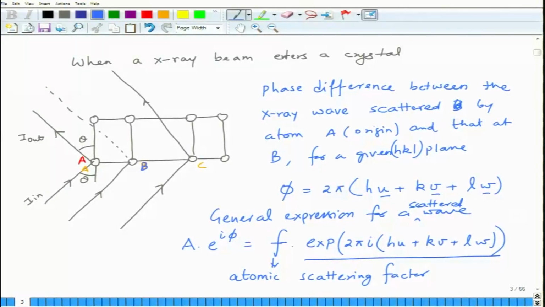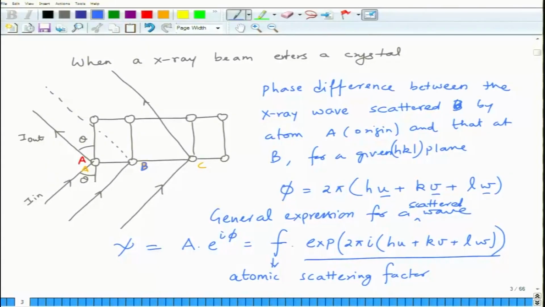So, this is the phase term, this is the amplitude term, for a given phase equation, right. So, this is nothing but psi. Psi is the wave equation which is equal to A exponential I phi, where A is the amplitude and exponential I phi is the phase term.